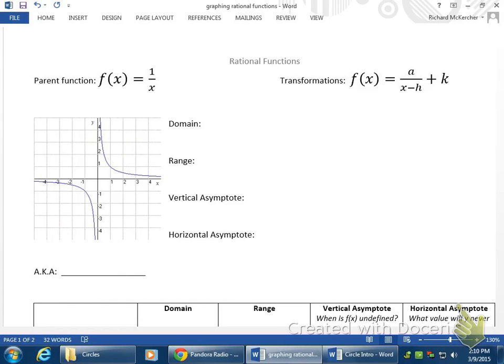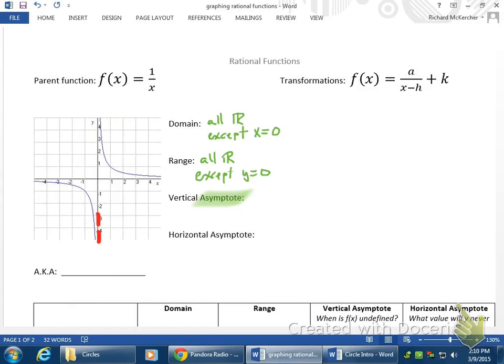So we pulled out our toolkits and reminded ourselves of some of our parent functions, and this parent function is going to be about rational functions. We have it graphed already for you, so we're just going to go through the domain and the range again. We talked about these earlier this year, but you can tell that the domain is all real numbers except x equals 0, because if you notice right here, it never touches. It goes really far down and then jumps way up here and really far up. The range is all real numbers except y equals 0.